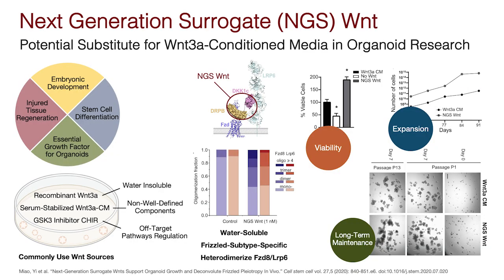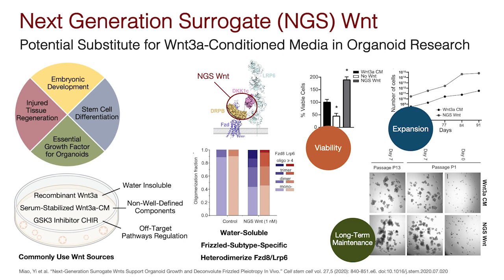Wnt is a growth factor essential for embryonic development, tissue regeneration, and stem cell differentiation, and it's been widely used in organoid research. So far, there are 3 sources of Wnt that have been commonly used. One of them is water insoluble. The other one contains poorly defined components, and the last one can activate lots of off-target pathways.